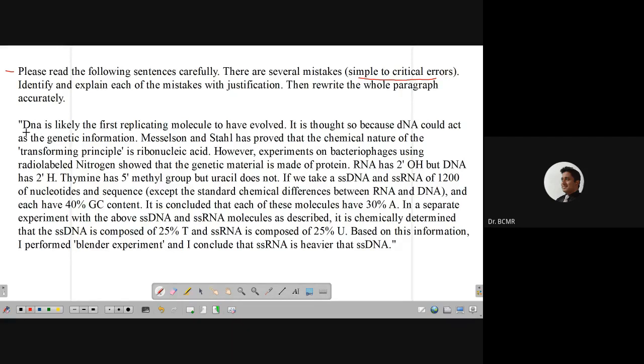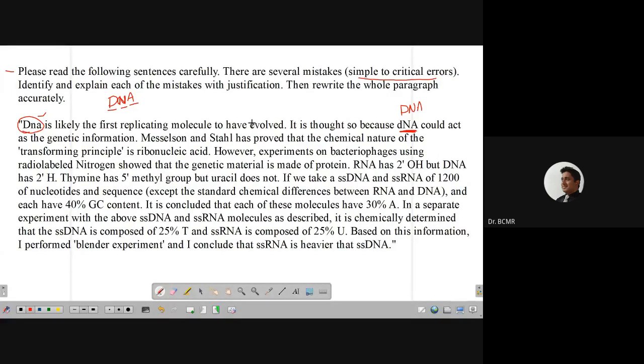The first thing is never represent DNA like this. Not even when you're chatting or even on WhatsApp. You should always write it in capitals. It's an abbreviation for deoxyribonucleic acid. So you should always put the same thing like this. And here is a similar problem as well. It should be DNA, capitals. DNA is likely the first replicating molecule to have evolved.